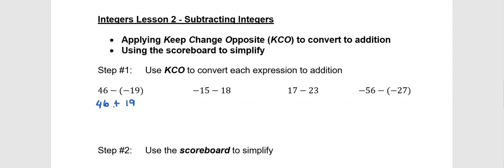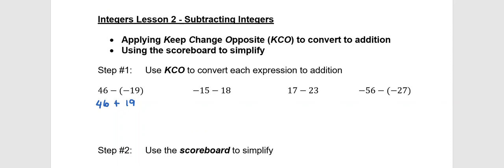And I think we would all agree that looking at this as an addition problem is going to be much more straightforward and less confusing. So let's continue rewriting each of these expressions, converting them from subtraction to addition using KCO, and then we'll actually move back into using the scoreboard. That's what we were practicing in class, where we can now deal with the addition of the numbers.